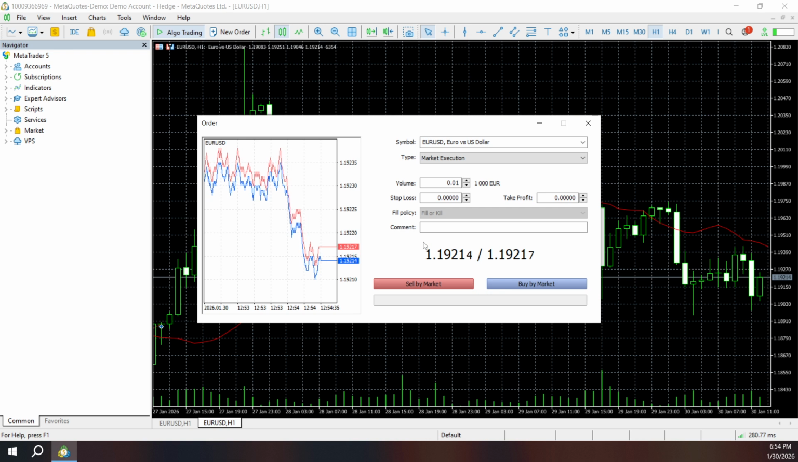If your plan is to go long instead, click Buy by Market. This sends a buy order at the current ask price. As with a sell, you'll get a confirmation, and the position will show in your trade panel so you can monitor it in real time.